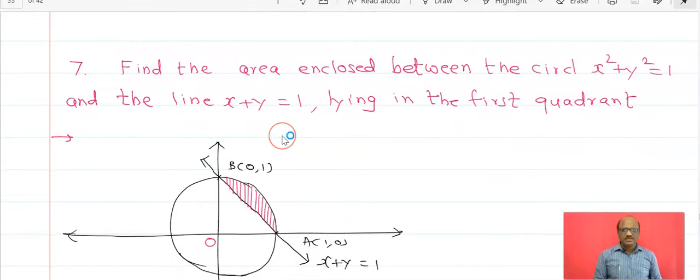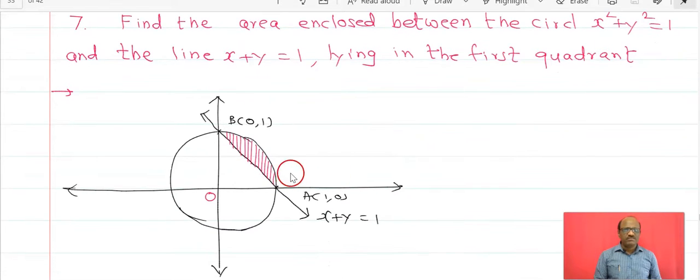Now problem number 7. Find the area enclosed between the circle x square plus y square is equal to 1 and the line x plus y is equal to 1 lying in the first quadrant. Now see here, we'll find the area below the circle minus the area below this line in the first quadrant. First, it's clear that the given line is x plus y equal to 1. Points of intersection: the coordinate of A is (1, 0) and the coordinate of B is (0, 1). The values of x vary from 0 to 1.